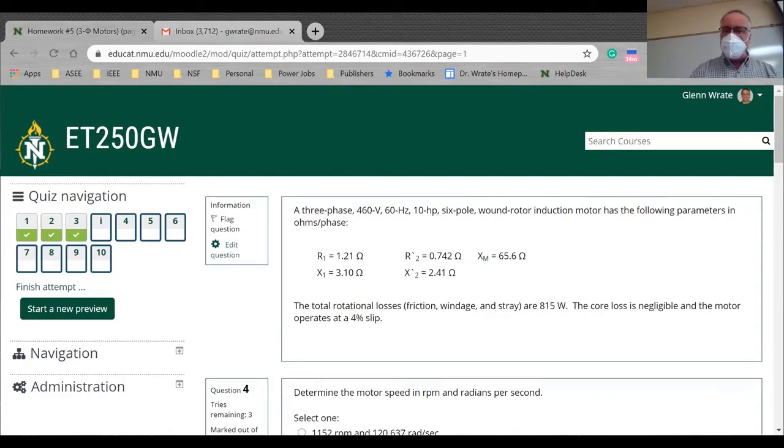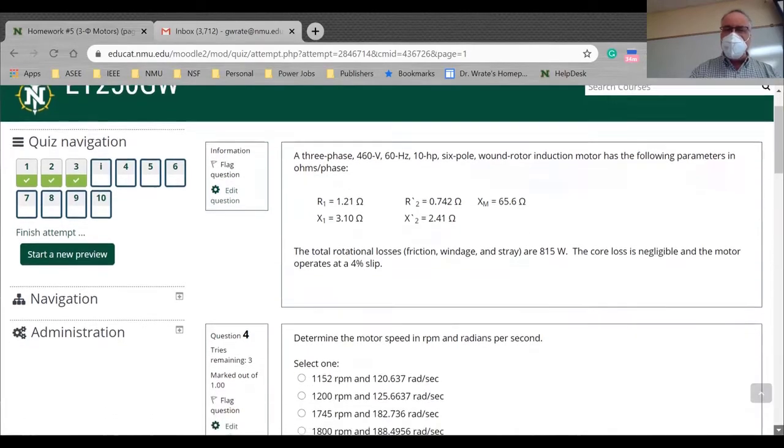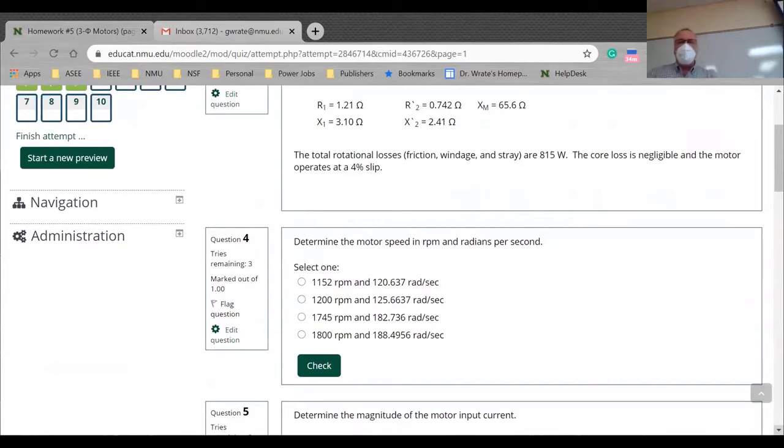So the first thing we need to do is determine the motor speed in RPM and radians per second.